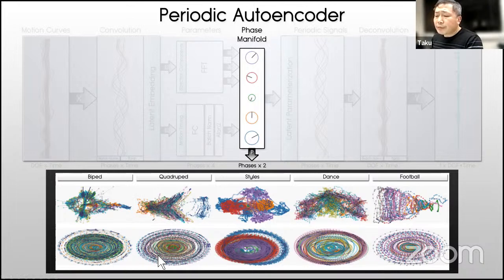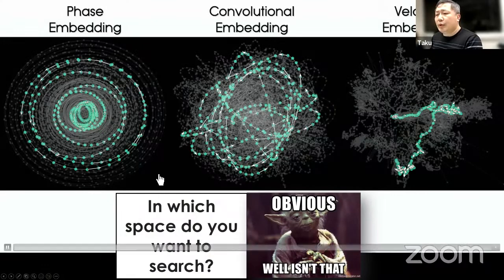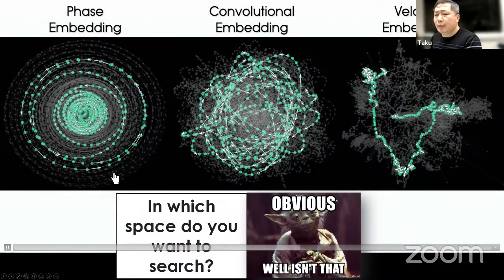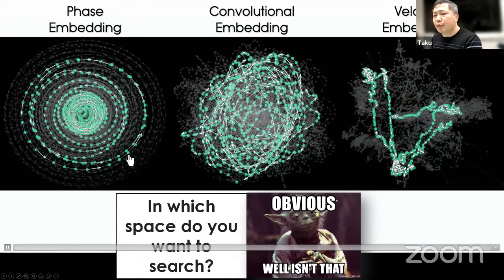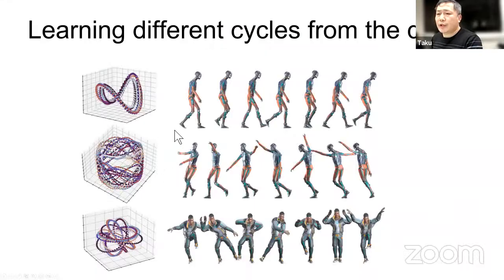The claim is that it's going to be easier to search for motions using these parameters. By using these parameters for the time series model, we can synthesize nicer motions. Also, by analyzing these kinds of movements in this phase manifold, we can see various cyclic features of the motion.